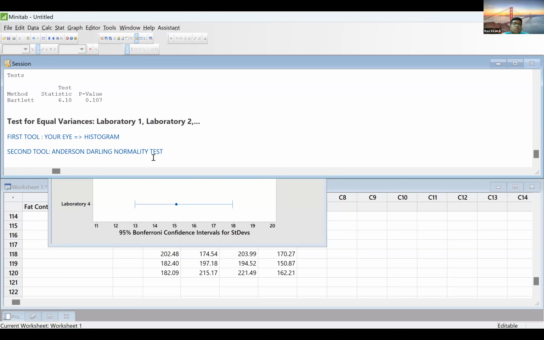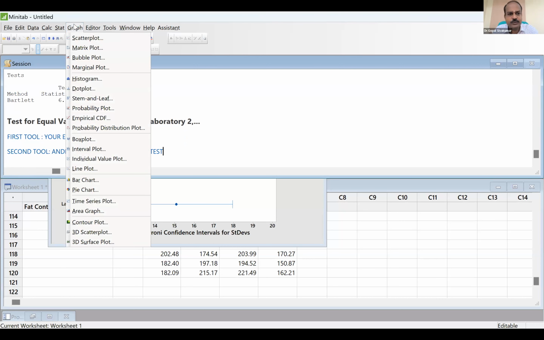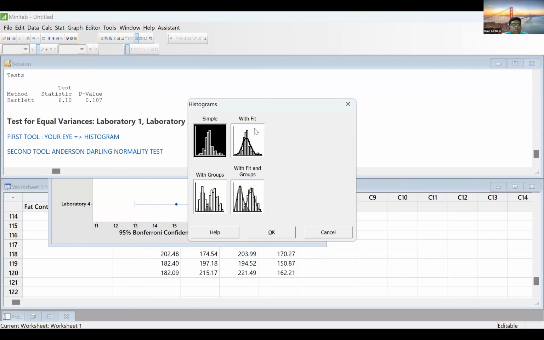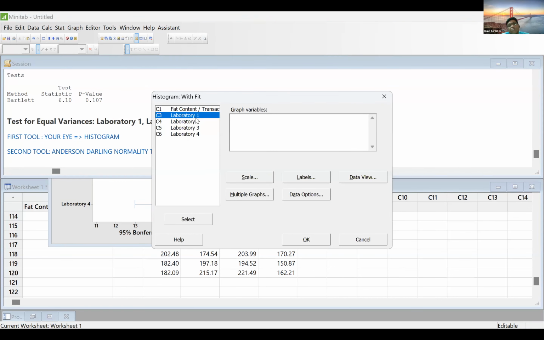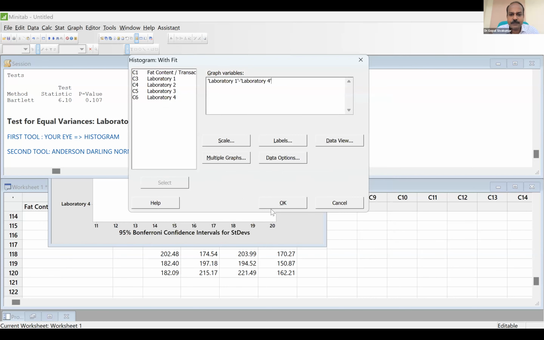There are different tests available. Any 1 or 2 you should know. So first let me plot a histogram and let me use your eyes. Graph, histogram. Maybe to help you, I'll use with fit. Now all the 4 cases I select and then I give okay.